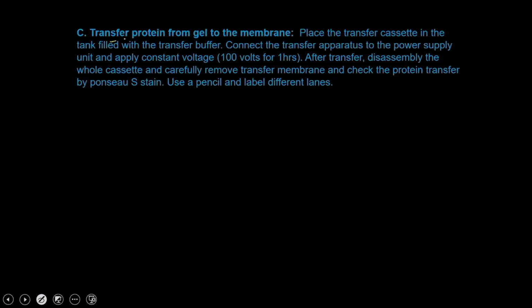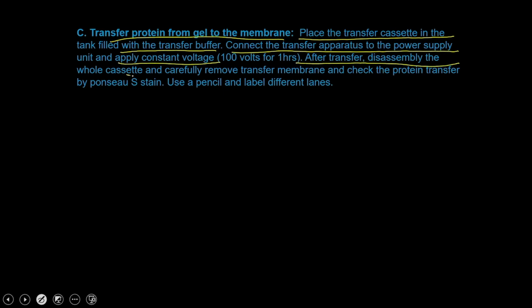Then you transfer the protein from the gel to the membrane: place the transfer cassette in the tank filled with the transfer buffer, connect the transfer apparatus to the power supply, and apply the constant voltage. After the transfer, disassemble the whole cassette and carefully remove the transfer membrane and check the transfer by the Ponceau S stain.